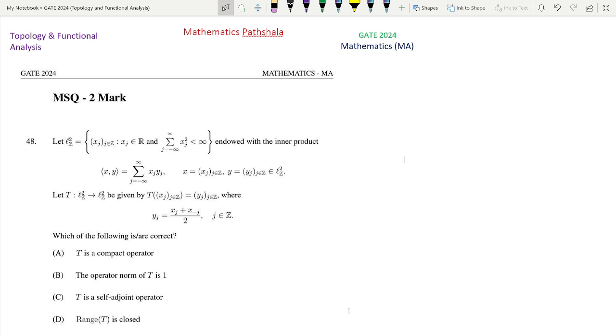This is a problem of GATE 2024 Mathematics Code MA. This is a question from Topology and Functional Analysis. So first we read the question.